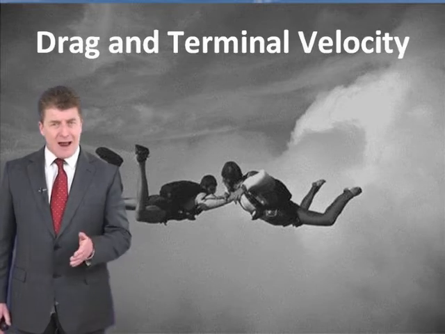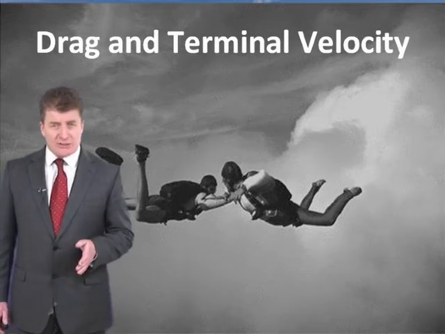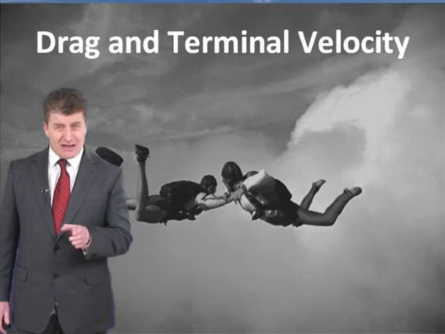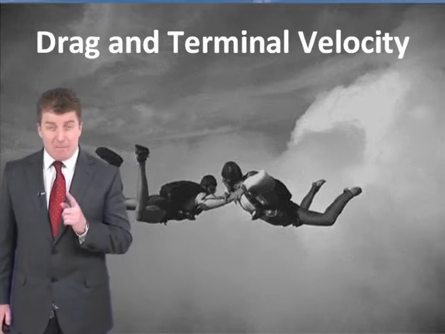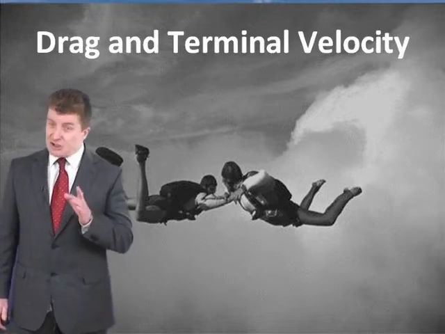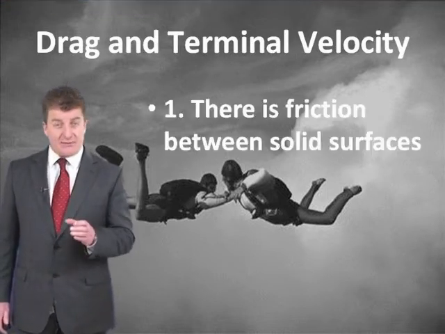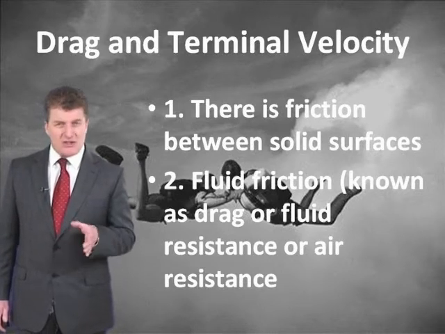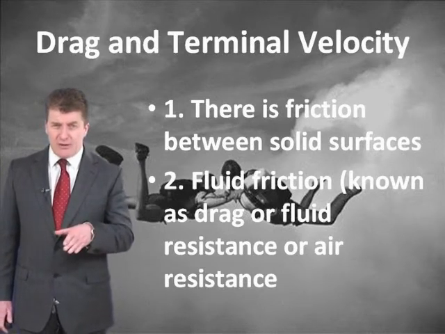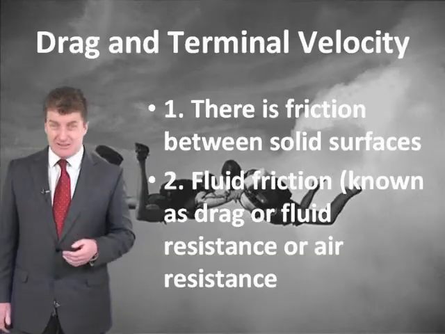Now I want to talk about drag and terminal velocity. The most important factor that affects this is friction. Friction is a force that opposes motion. There are two main types of friction: friction between solid surfaces, and fluid friction, which is also known as drag or fluid resistance, or as we know it, air resistance.